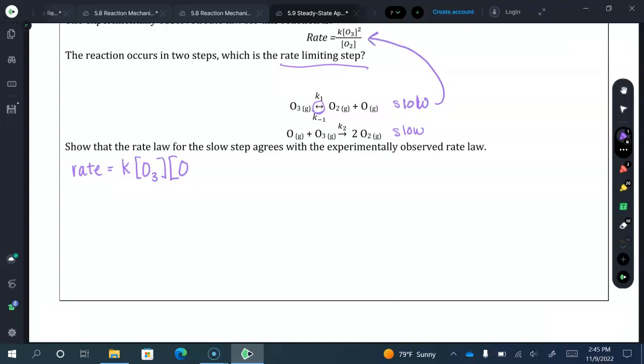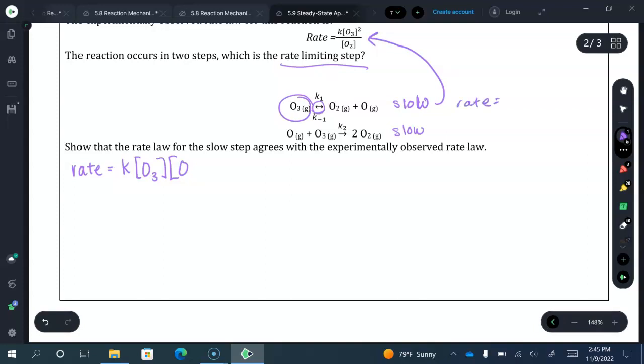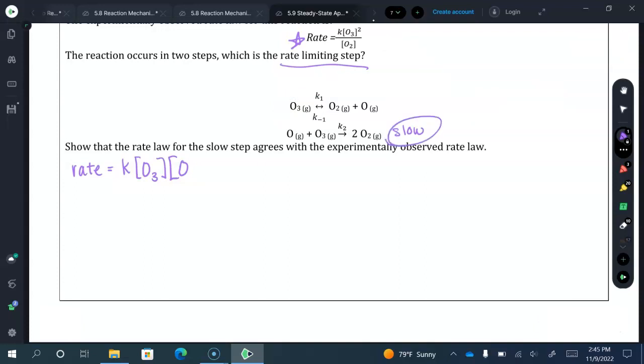but it's not. This rate law, which should be rate is equal to K times the concentration of O3, does not match the experimentally determined rate law. So the true rate law is this one. If this is the slow step, this is the rate law we should get. It isn't. So that tells us that it must be the next one. Okay, it must be this one, the second one. So that means that we can then show that this agrees.